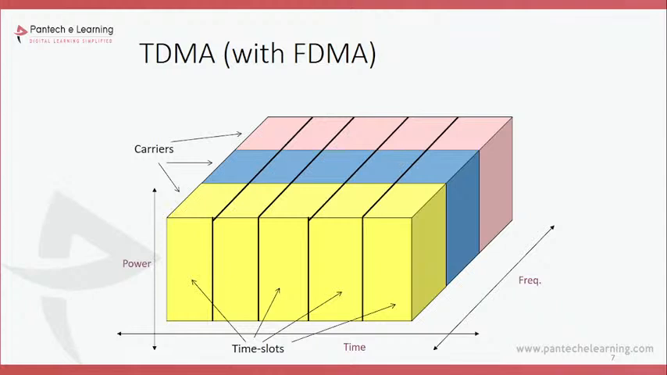TDMA is used for multiple access in each subband. The subbands are known as carrier frequencies. Each and every subband is called a carrier frequency. The mobile system that uses these techniques is referred to as a multi-carrier system. So this is an example for TDMA.